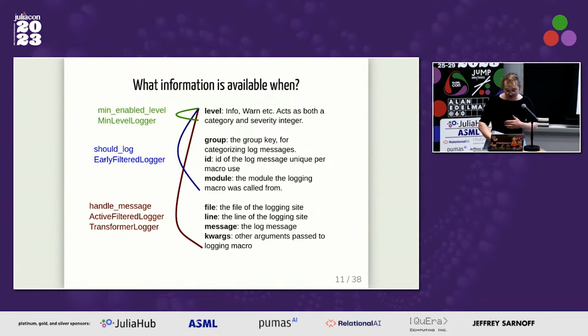Then available to the should_log method and thus the EarlyFilteredLogger, we have the group, which is a user-extended way of categorizing messages. So you might want to put things into a group like a pager group, where if one of these things is logged, someone on call gets a pager and needs to go and fix something. We've got an ID, which is a unique number for every instance of the log statement, which you can use to detect if you're getting the same message thrown in a loop and maybe you want to stop printing those, as well as the module.